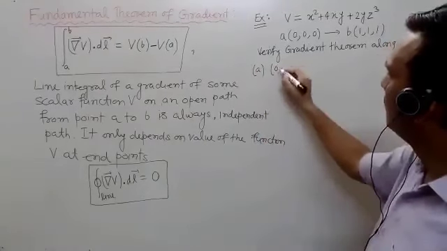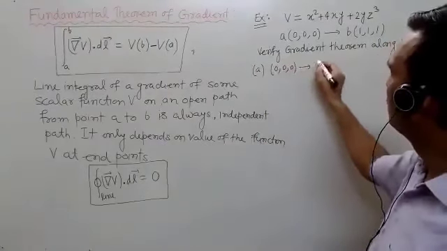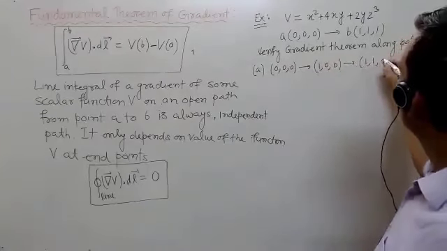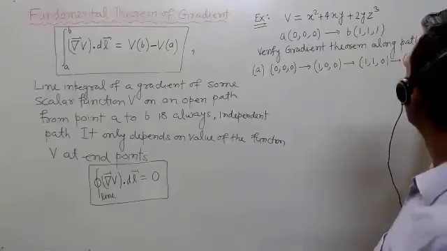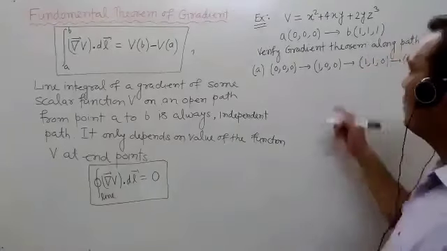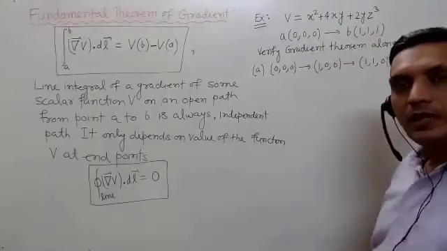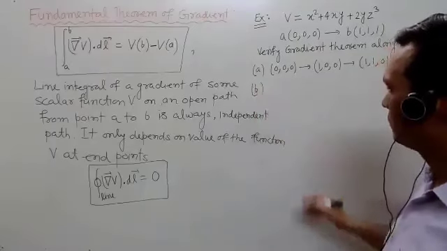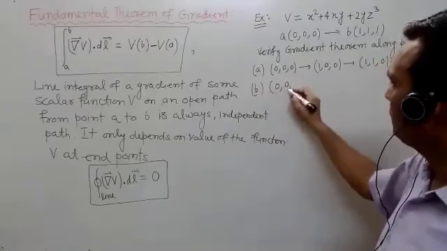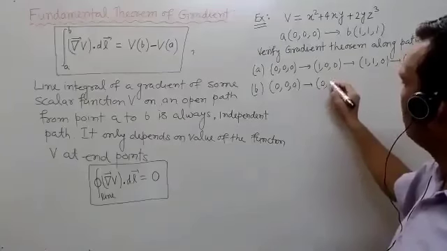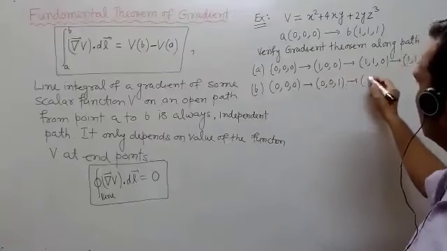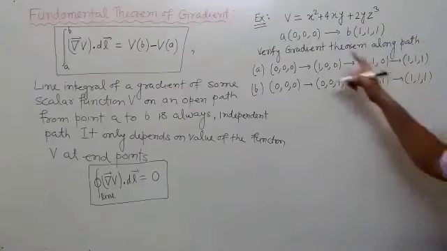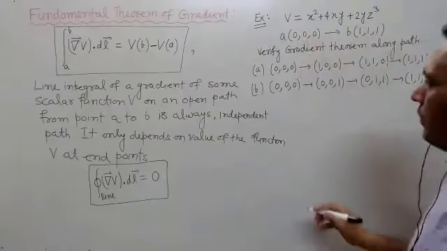A is 0, 0, 0 to 1, 0, 0. Then you have 1, 1, 0 and then 1, 1, 1. Along different paths, you have to move from A to B, and then you have to verify this theorem. Another path: from 0, 0, 0, then you have 0, 0, 1, then 0, 1, 1, and again 1, 1, 1. So in each case, you have to move from A to B.